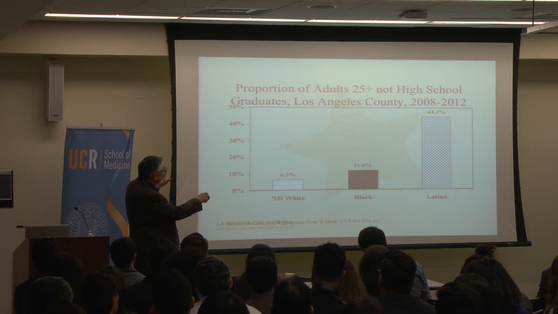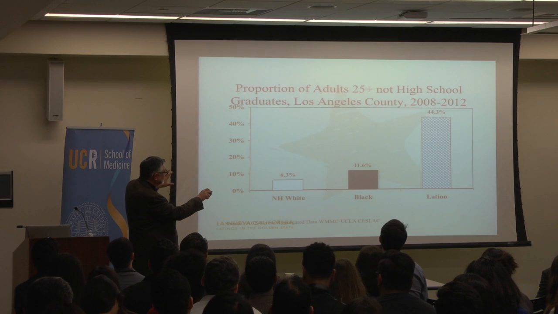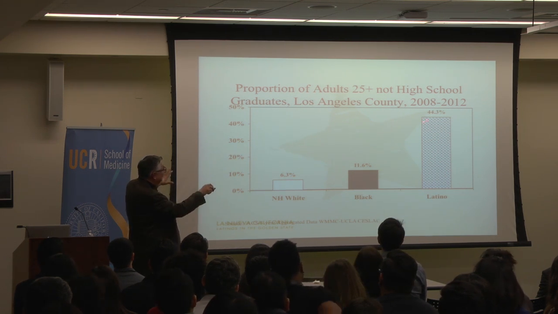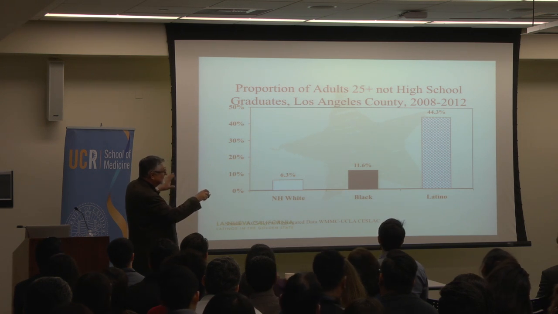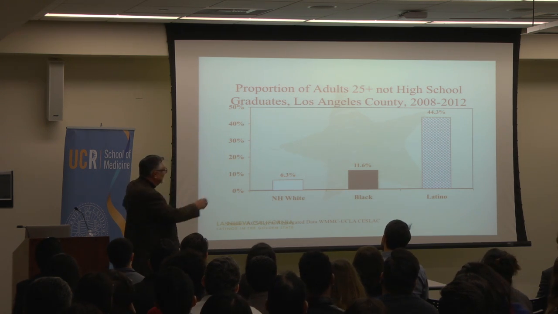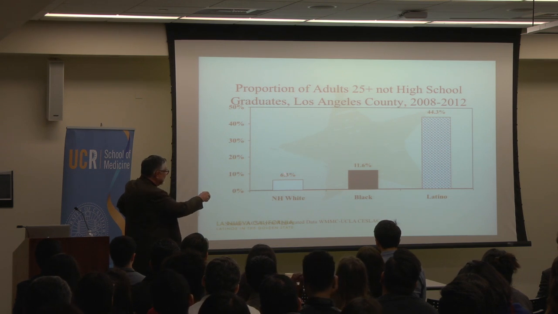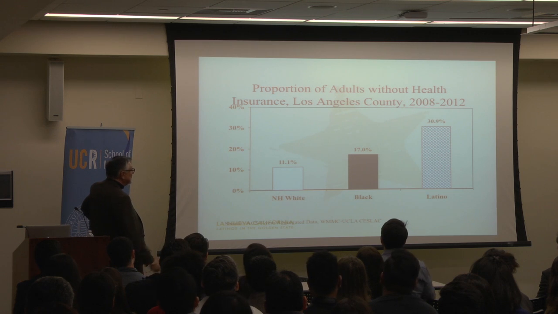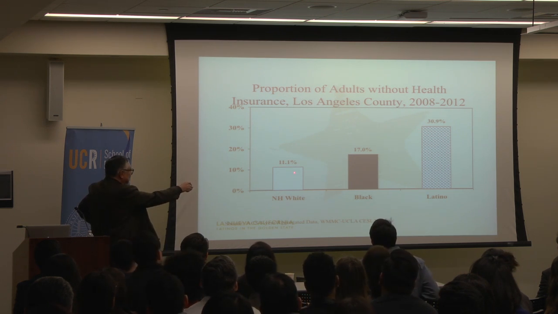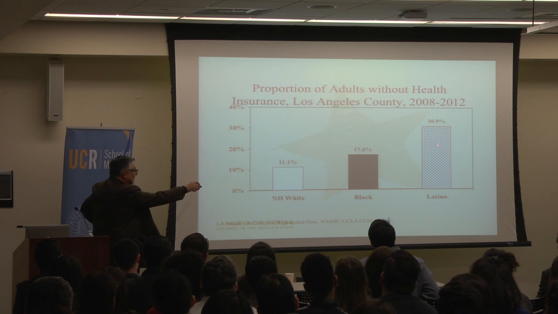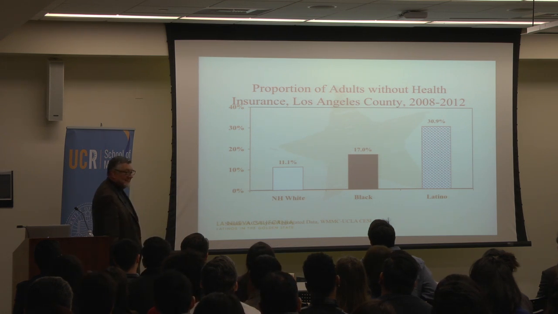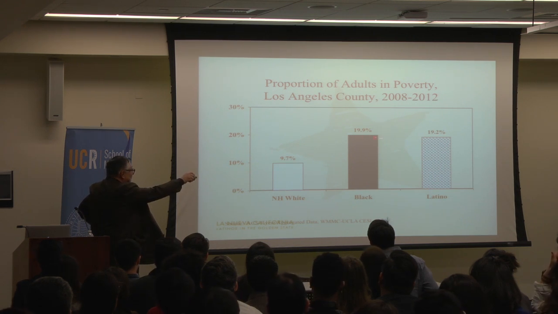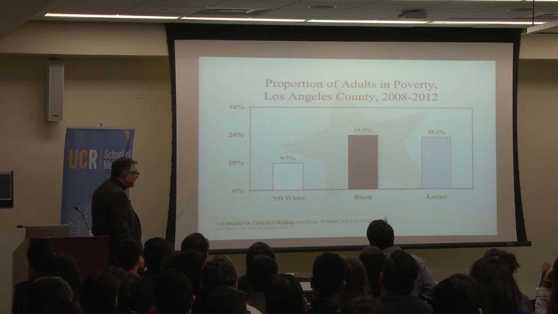So, as we look at education, and this did not graduate from high school, 6% of white, 11% of black, 44% of Latinos did not graduate from high school. 4 times that of black, 6 times that of white. As we look at adults without health insurance, 11% of white, 17% of black, 31% of Latino. In poverty, 9% of white, 9.7, 19.9, 19.2 of Latino, fairly similar.